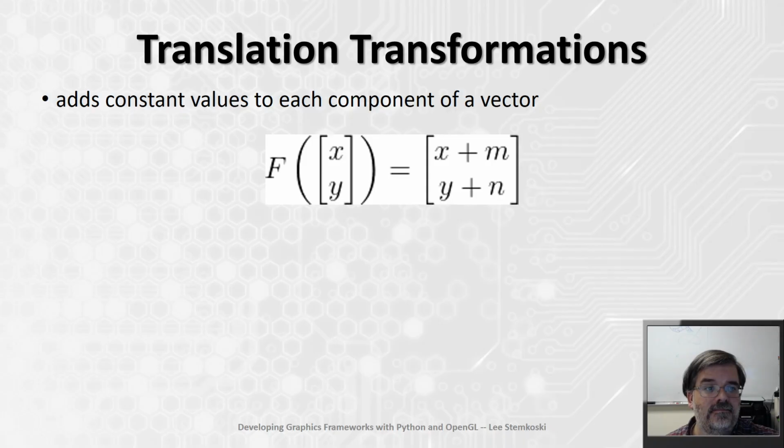So, to begin, a translation transformation adds constant values to each component of a vector. For example, this transformation adds the constant values m and n to the x and y components of a vector. It can quickly be seen that this transformation cannot be represented with a 2x2 matrix. As a simple example, let's consider translation by the vector (2, 0). And so m equals 2, n equals 0.